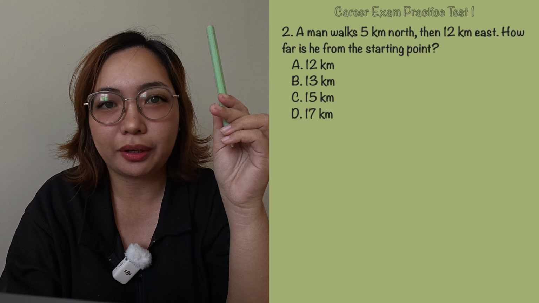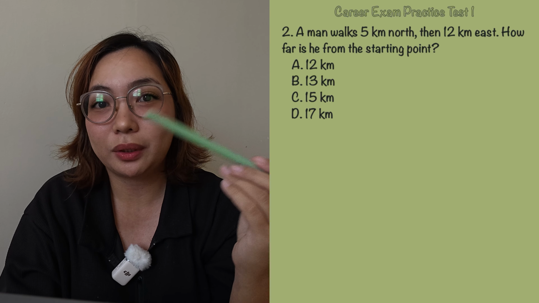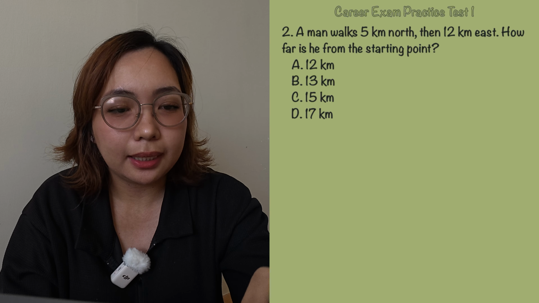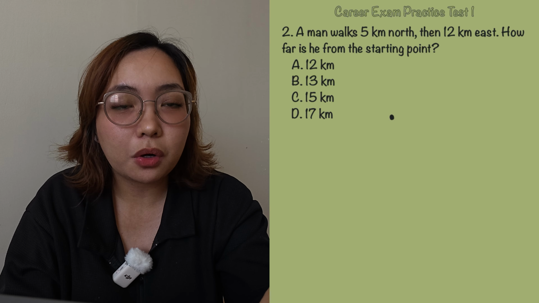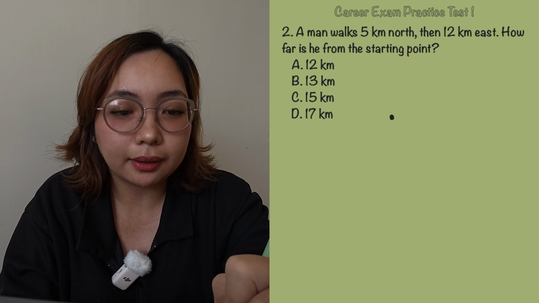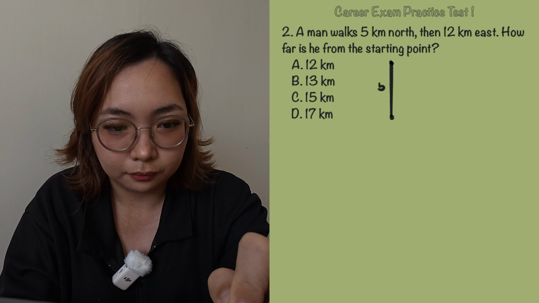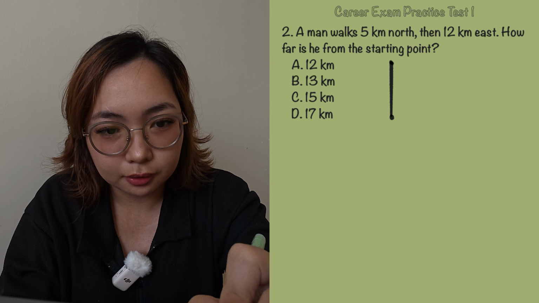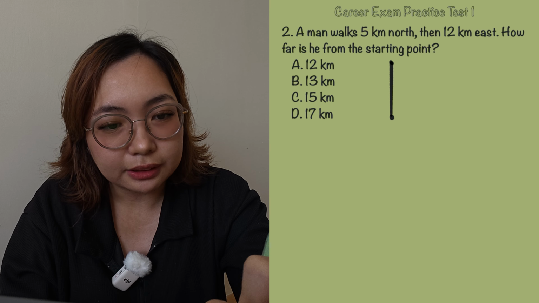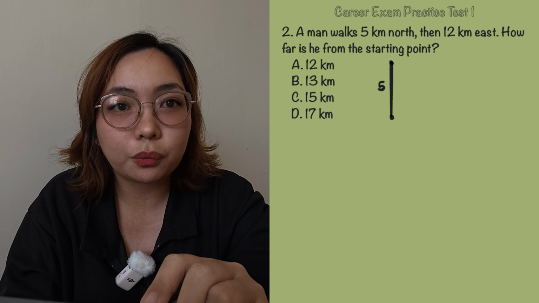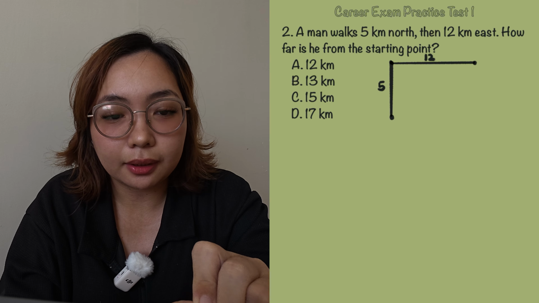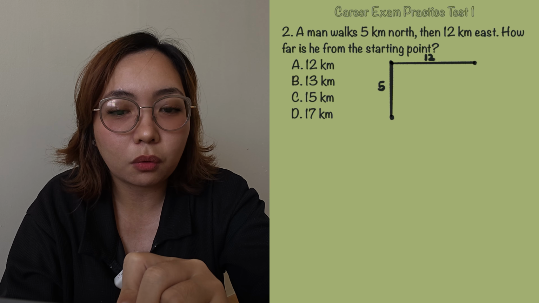This is facing you. So we have the north, south, and then west and east. Let's say this is the starting point of the man. He walks 5 kilometers north, that is upwards, and this is the ending point. And this one is 5 kilometers. From this new point, he walks 12 kilometers east. That is the longer one.